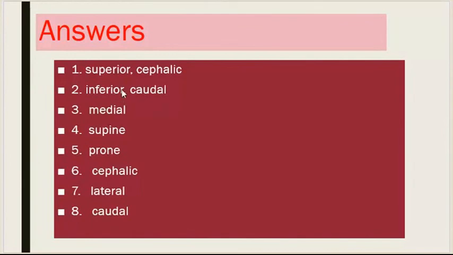Answers. Number 1 is superior, cephalic. Number 2, inferior, caudal. Number 3, medial. Number 4, supine. Number 5, prone. Number 6, cephalic. Number 7, lateral. Number 8, caudal.